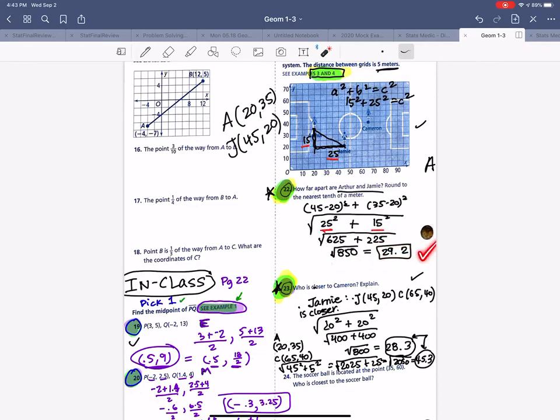So that's our answer. Now, some students were like, Jamie's closer just by looking. That's their explanation. I would take that. And some students wanted to actually calculate it. And I was like, yep, that's okay too.